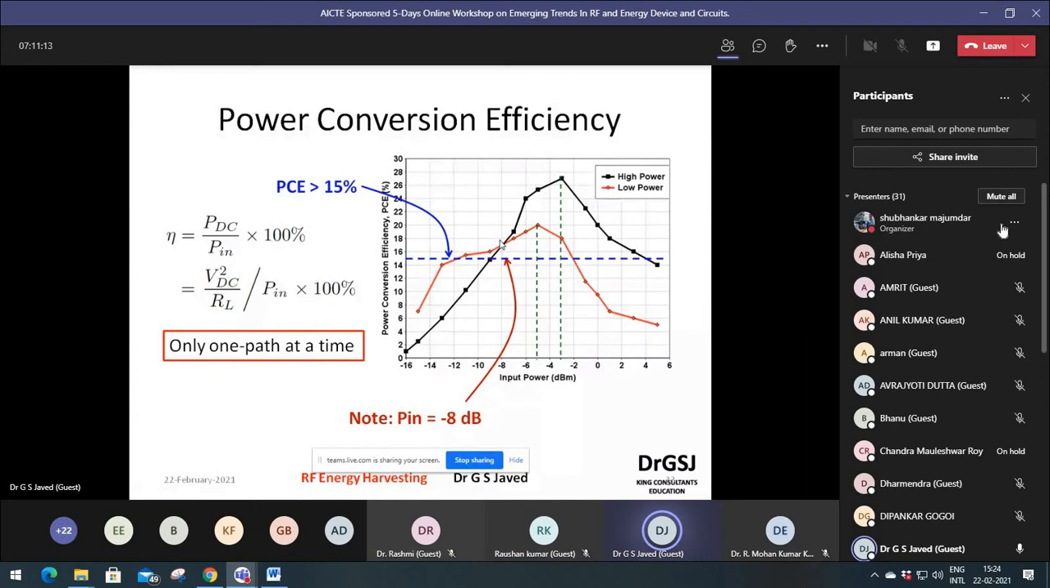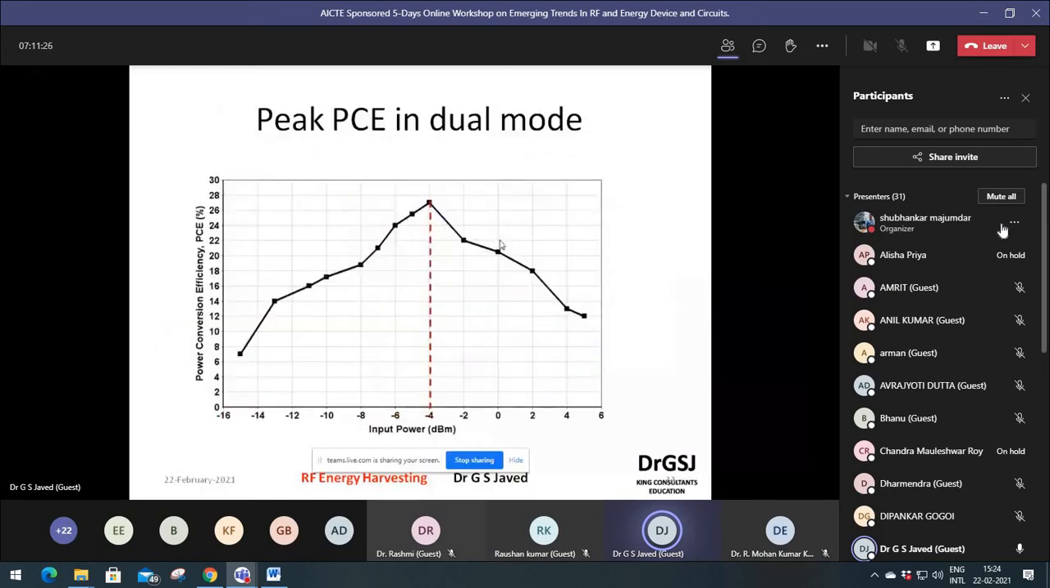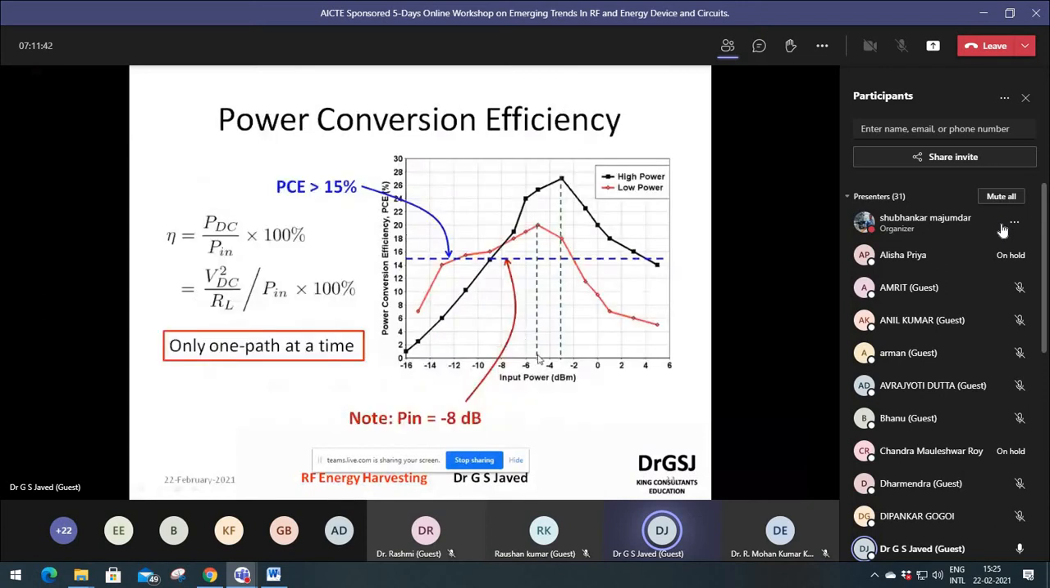If you look at the power conversion efficiency at 15%, you will see that they are consistently above that, and it is good to make it operate at this value. But what happens when you operate in dual mode, wherein both the paths are turned on? You will see that the power conversion efficiency remains the same, but the input power at which both of them peak is at minus 4 dB. Whereas in the previous graph, one is at minus 5, that is the low power, and the high power is at minus 3.